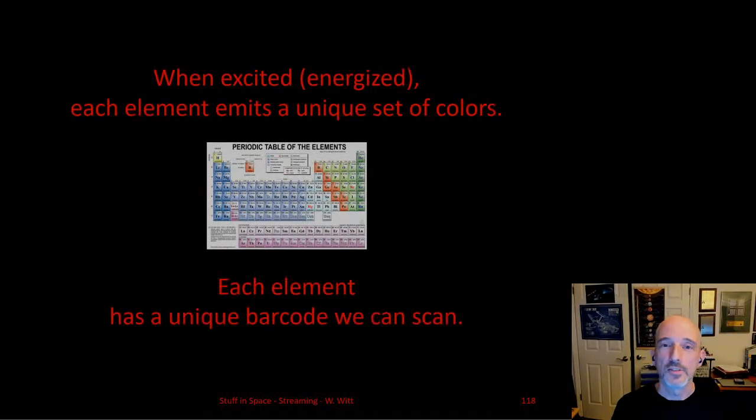All right. And so another key thing here is that when any of these Lego blocks, any of these elements is excited or energized, it emits a very unique set of colors, right? So I think of that as a barcode. Imagine you go to the store and you buy a bunch of stuff and you scan out on the checkout line, right? Boop, boop, it runs across, the computer reads the item and the price.